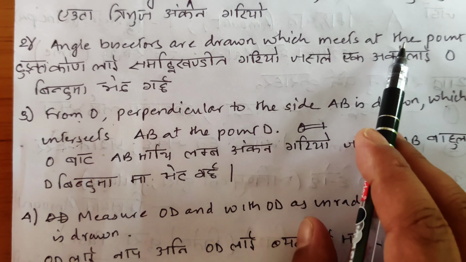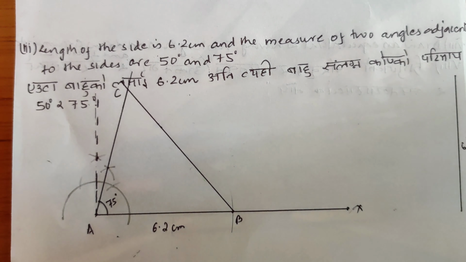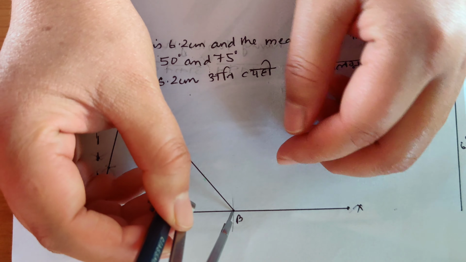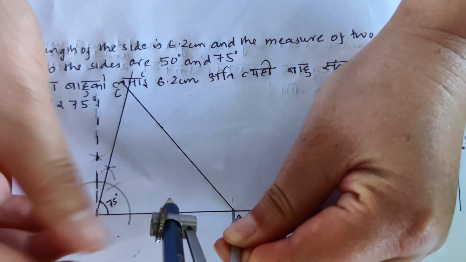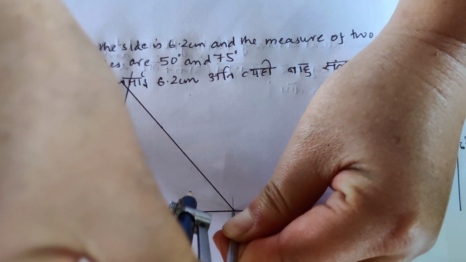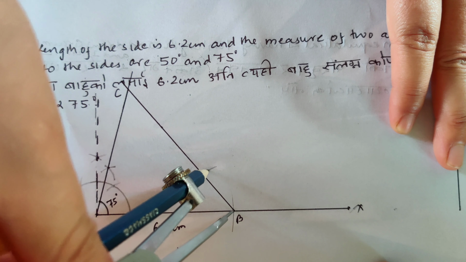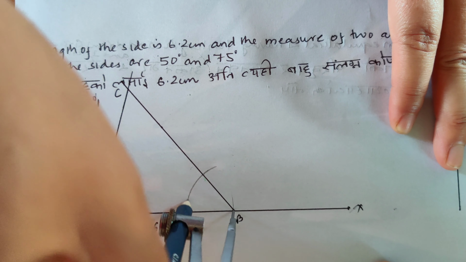Angle bisectors are drawn which meet at the point O. So let's draw angle bisectors of any two angles. Let's draw angle bisectors of angle A and angle B. Okay, let's draw the angle bisector of B. Any measurement? Okay, it's visible in the camera, yes. Great.